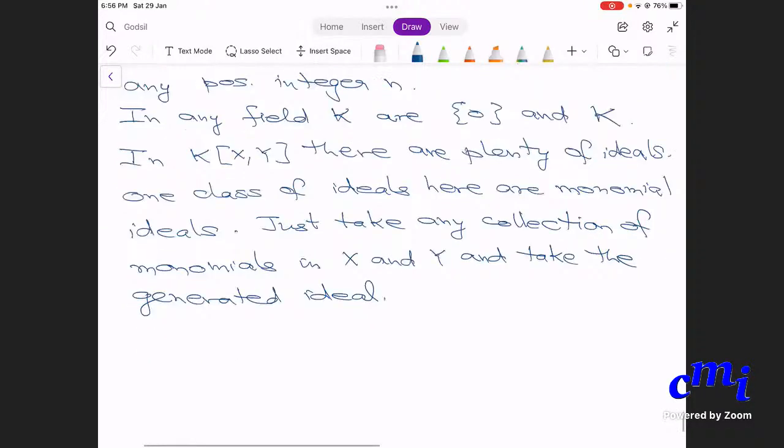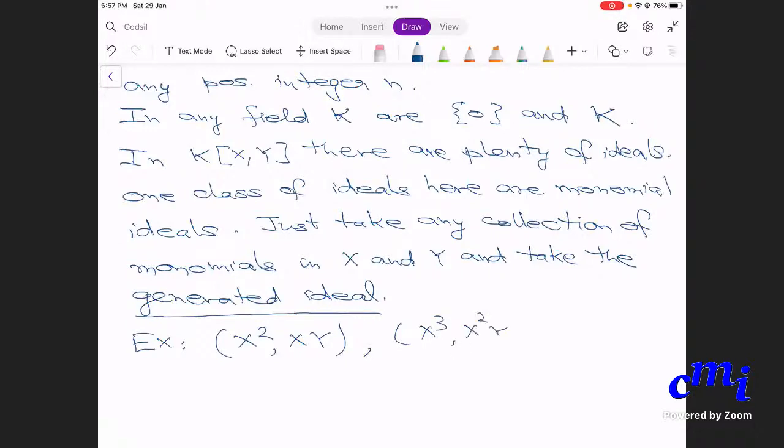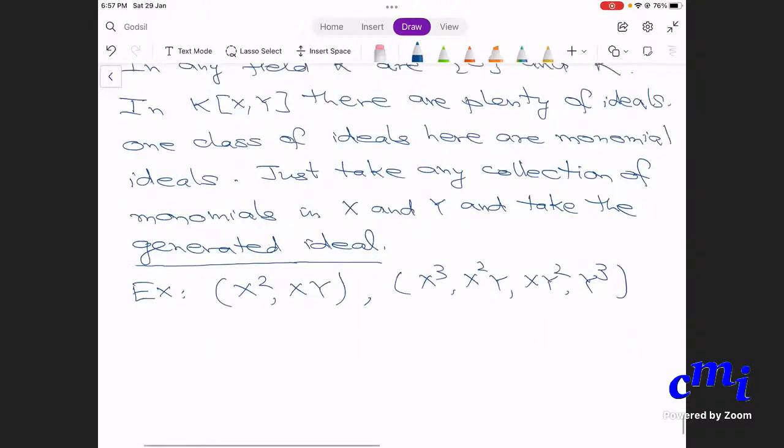So it's important to understand what is the meaning of the term generated ideal. I'm coming to that, but first let me give you examples. Examples of monomial ideals are, for example, I could take the monomials x squared and xy. So this is two monomials. It's an ideal generated by these two monomials. For example, you could take the ideal generated by x cubed, x squared y, xy squared, and y cubed. This is another ideal. This is generated by four monomials. Like this, you can take any collection of monomials in x and y and take the ideal that they generate.